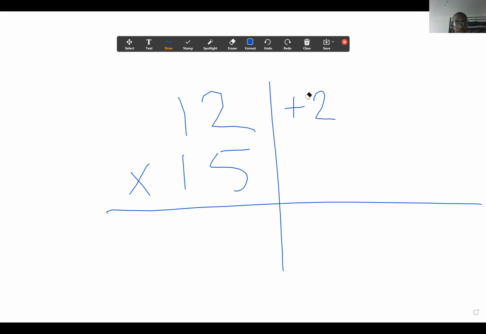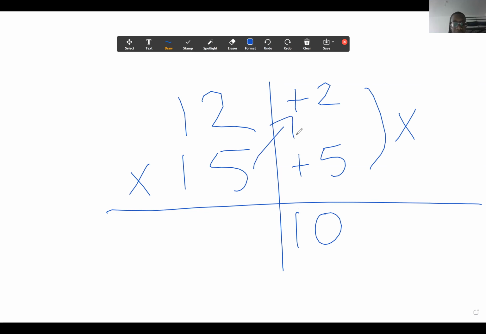And we could do 15 add 2, or 12 add 5? 15 add 2, I mean, is 17. And 12 add 5 is 17 as well. So the answer for this should be 1,710. Now I want you guys to check that answer.